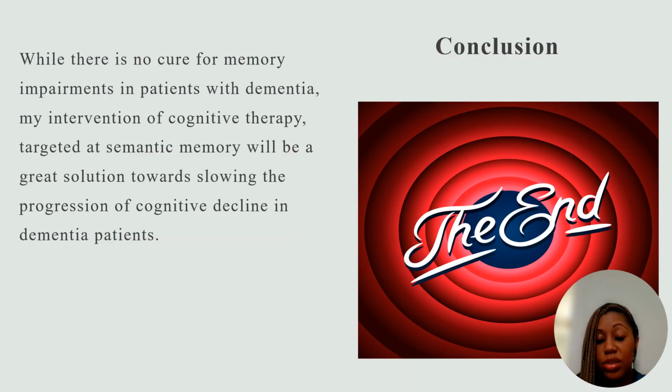So the conclusion, like I said, while there is no cure for memory impairments in patients with dementia, my intervention of cognitive therapy targeted at the semantic memory, which, like I said, is memory of facts, knowing your name, knowing the date, knowing what things are used for, we will be able to slow down the progression of cognitive decline in these patients. And that is all that I have.